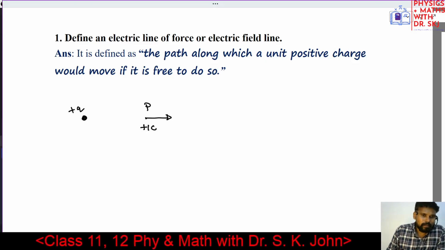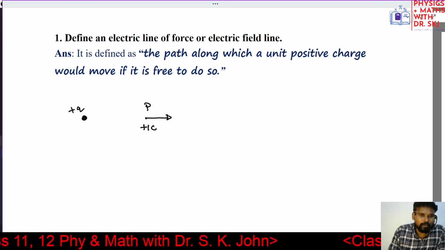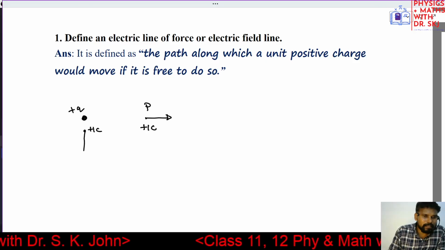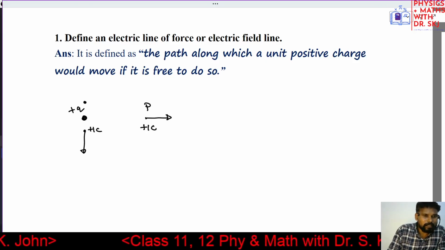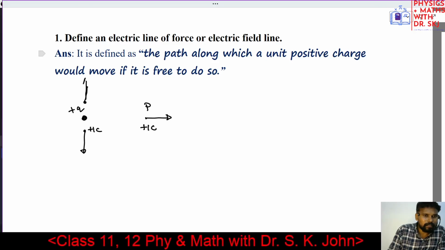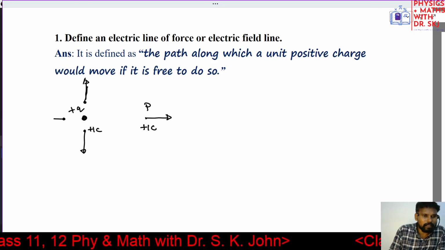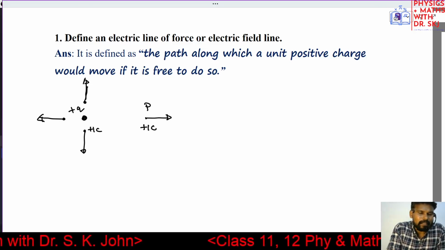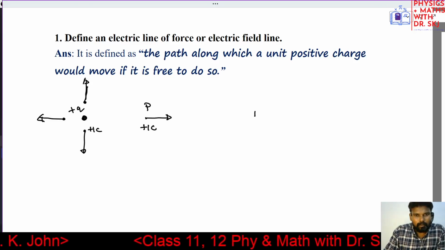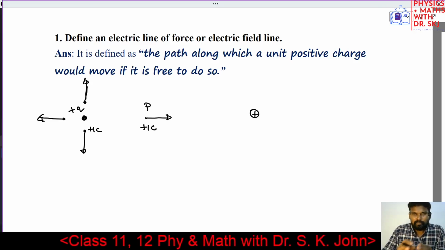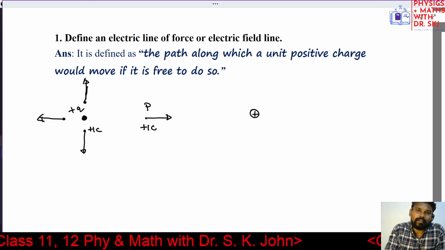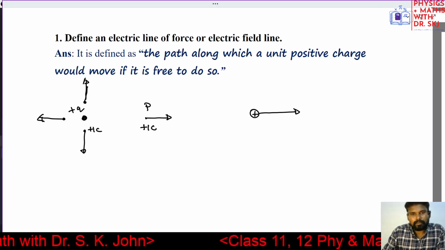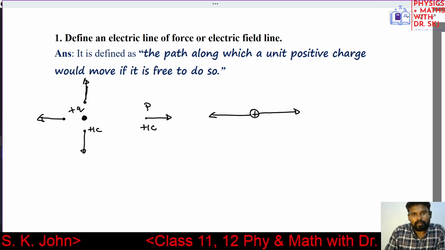If the plus one coulomb charge is placed at this point, it will experience a repulsion in this direction. If it was placed here, it will experience a repulsion in this direction, and so on. So from this we can understand that around a positive charge, when we place a unit positive charge, plus 1 coulomb charge, it will move away from this positive charge.